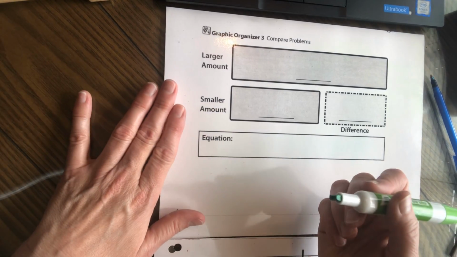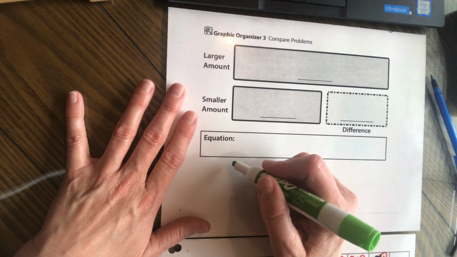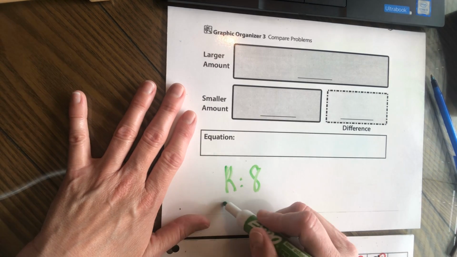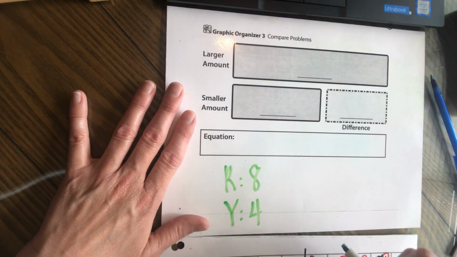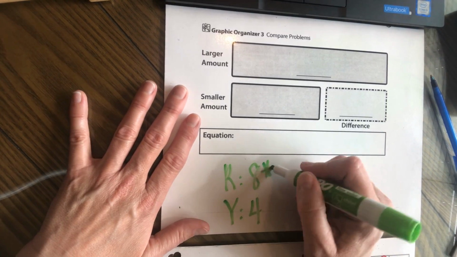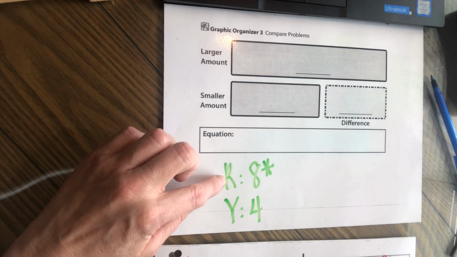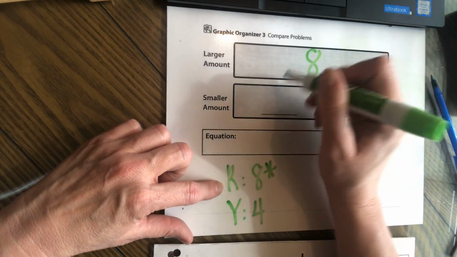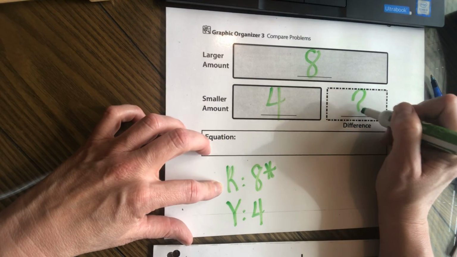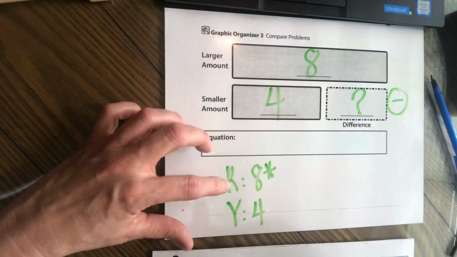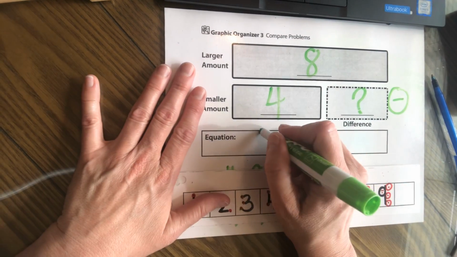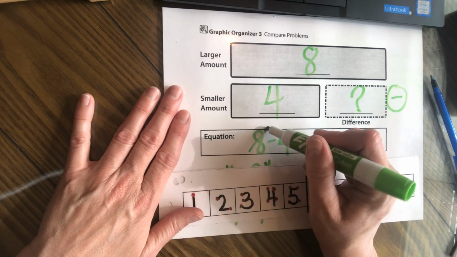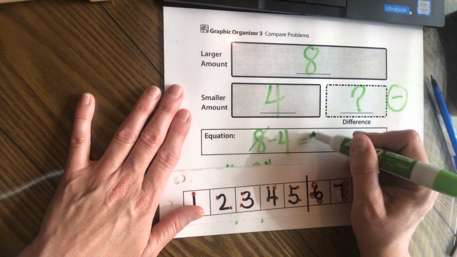Sean is eating fish crackers for snack. He has 8 red fish crackers, so I'm gonna put R for red fish, and I'm gonna put 8. And he has 4 yellow fish crackers. How many more red fish crackers does he have? Does he have more? Yes, 8 is more than 4. So 8 is the large amount, 4 is the small amount, and we are looking for the difference, which means subtract. So 8 subtract 4, large amount minus small amount. Let's do this. 8, 7, 6, 5, 4.